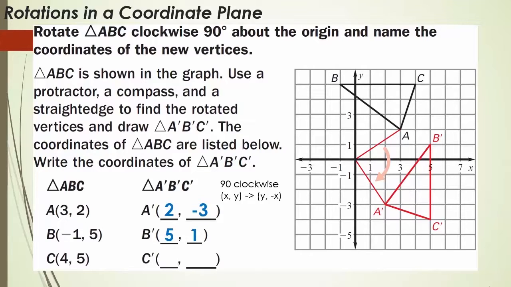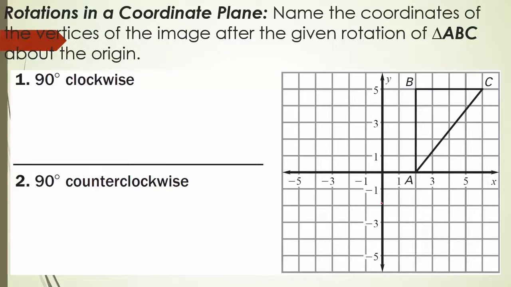Last, we've got 4 and 5, switch 4 and 5, so we get 5 and 4, and then take the opposite of positive 4, which gives us negative 4, so our new coordinate C prime is at 5 and negative 4. Alright, checkpoint problem number 1 and 2 is yours. Name the coordinates of the vertices of the image after the given rotation of triangle ABC about the origin. In checkpoint problem number 1, what are the coordinates after a 90 degree clockwise rotation? And in checkpoint number 2, what are the coordinates after a 90 degree counterclockwise rotation?